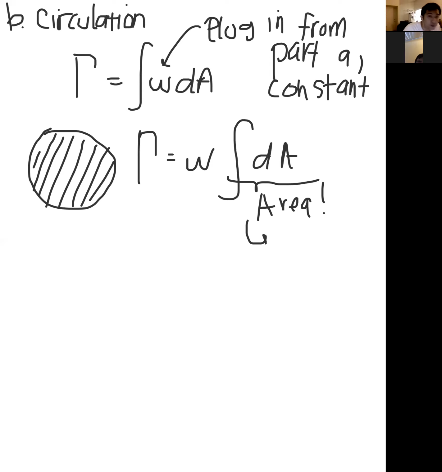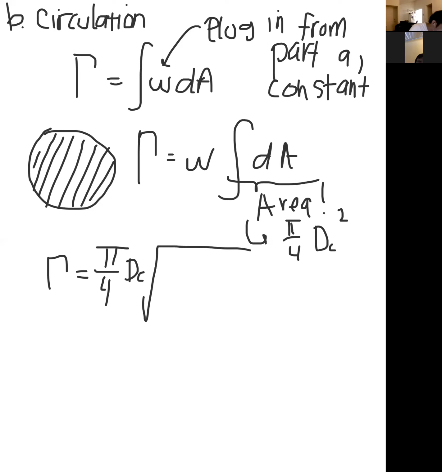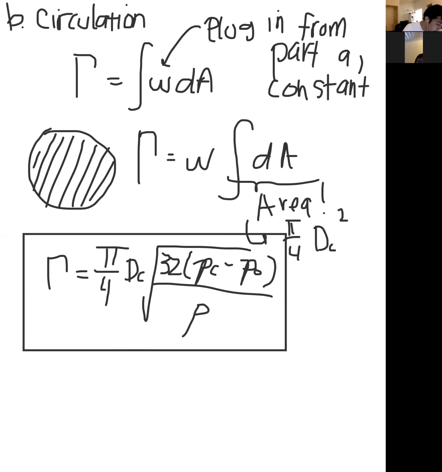Where area, we can compute based on the diameter, so this is going to be pi over 4 D_C squared. Then we plug in our omega from part A and multiply by this. What we get is circulation is equal to pi over 4 times D_C times the square root of 32 times (P_C minus P naught) all over rho, where rho is still density. Okay. So simple, just plugging in and evaluating those expressions. All right. Any questions on part B?